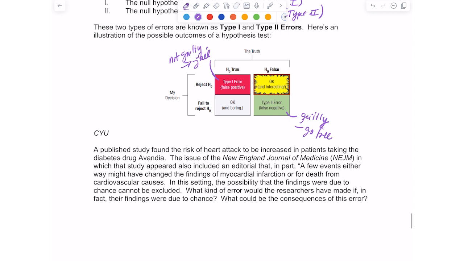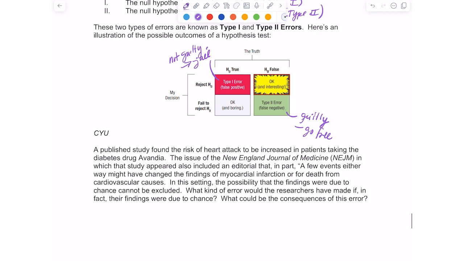In a published study, they found the risk of a heart attack to be increased in patients taking the diabetes drug Avandia. The issue of the New England Journal of Medicine, in which that study appeared, also included an editorial that, in part, said a few events either way might have changed the findings of myocardial infarction or for death from cardiovascular causes. In this setting, the possibility that the findings were due to chance cannot be excluded. What kind of error would the researchers have made if, in fact, their findings were due to chance? What would be the consequences of the error?